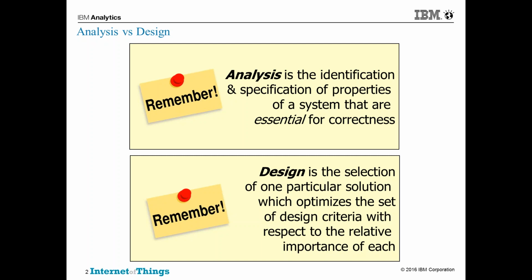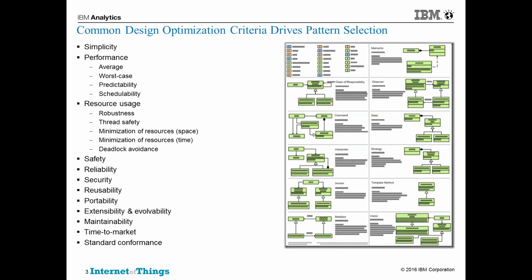Design, on the other hand, is really about picking a particular solution. The reason we pick one solution or another is that it optimizes some set of criteria we consider important. These criteria might be things like: it's as simple as possible, we save time to market, performance is good, either in the average case or the worst possible case. Predictability of performance. It's easy to ensure schedulability, that is the ability to meet deadlines and timeliness criteria. Minimize or maximize resource usage and utilization, minimize times to do things like thread switching and context switching, robustness, and so on. Safety, reliability, security, and so on.